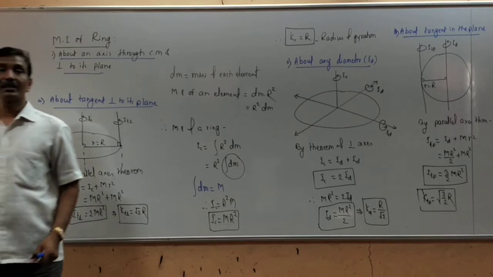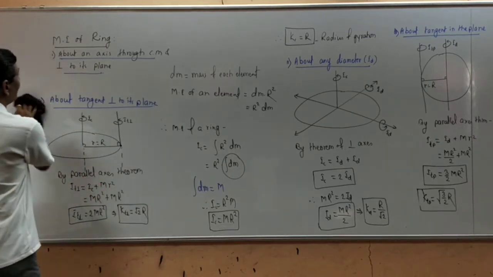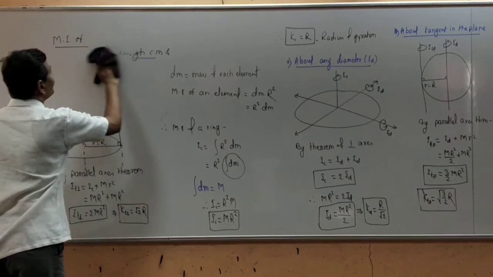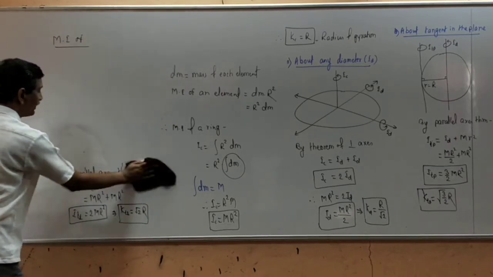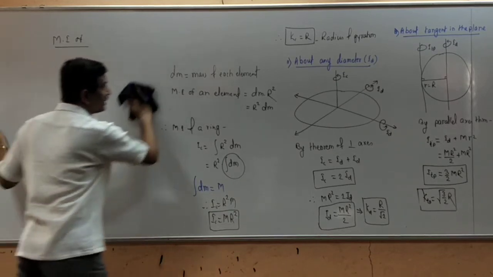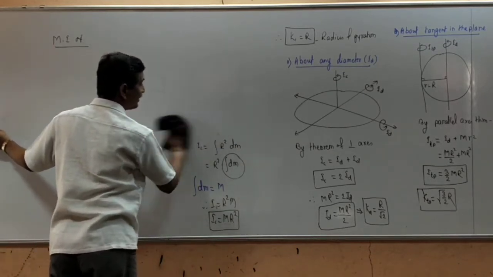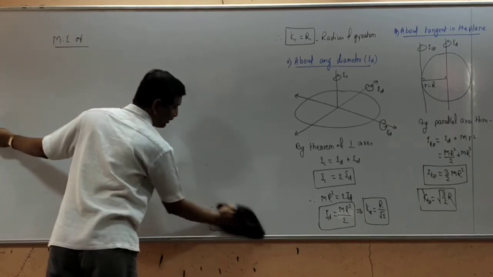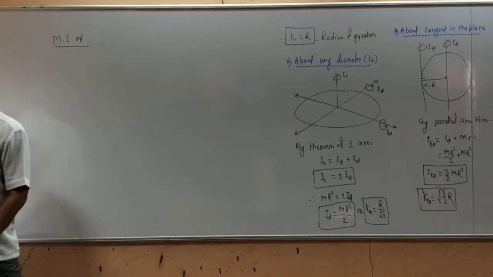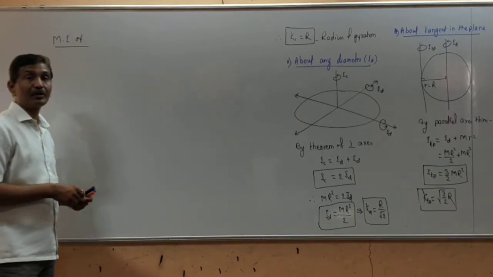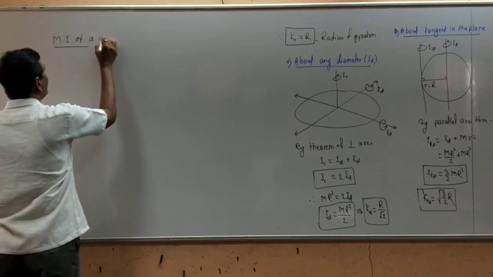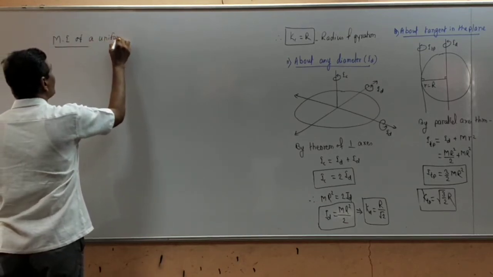Our next topic is the moment of inertia of a uniform disk. So here we consider the proof of one case, and then by using the parallel and perpendicular axis theorems just like for a ring, we get the moment of inertia about three other axes: about a diameter, tangent in the plane, and tangent perpendicular to the plane. So, moment of inertia of a uniform disk.